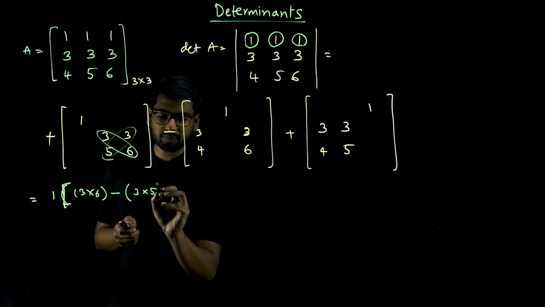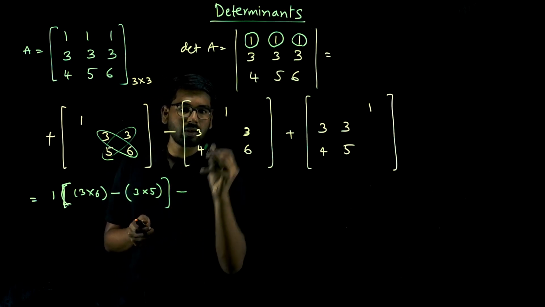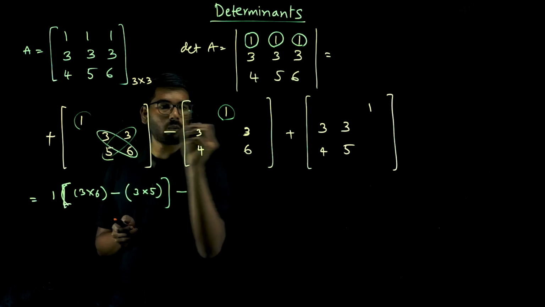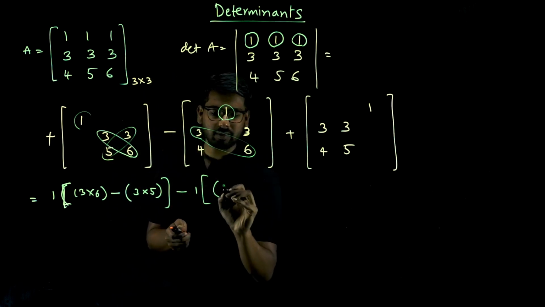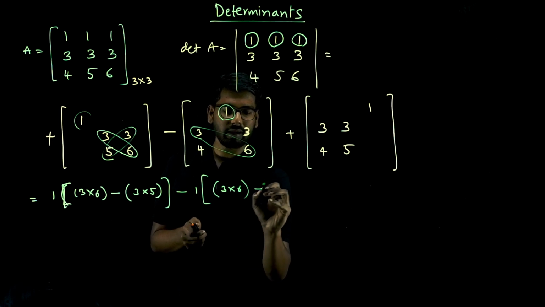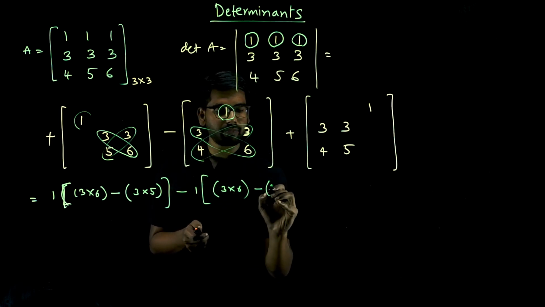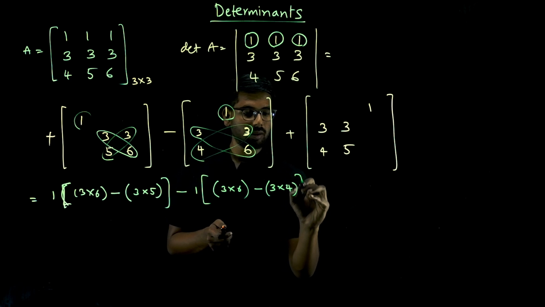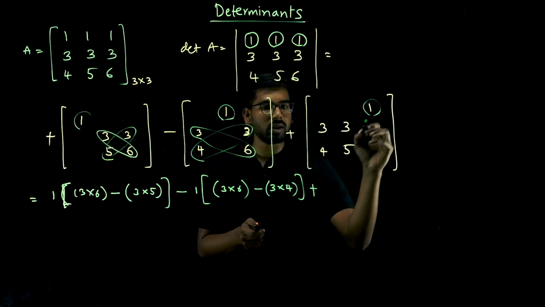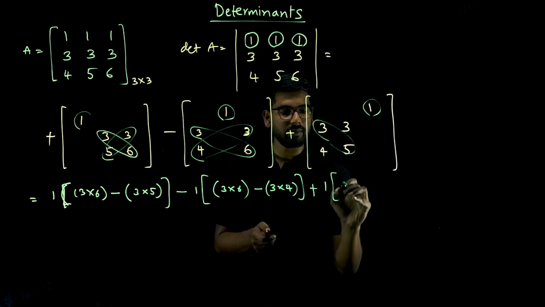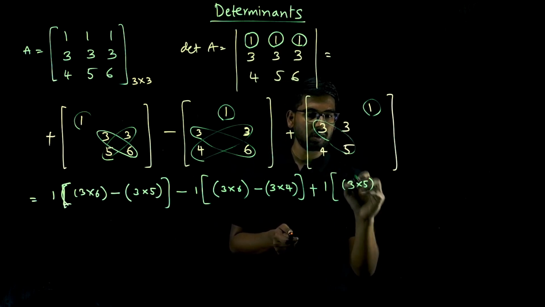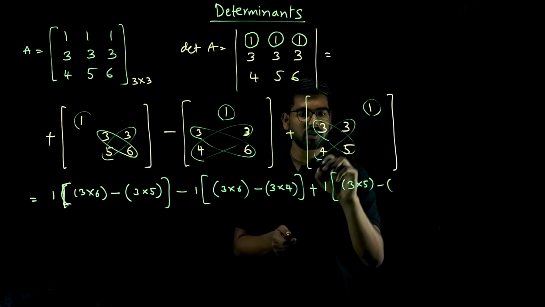3 into 5 minus 1. Okay, 1 into bracket 3 into 6 minus 3 into 4 plus 1, this plus 1 times 3 into 5 minus 3 into 4.